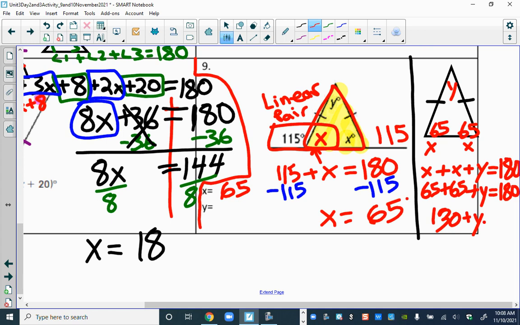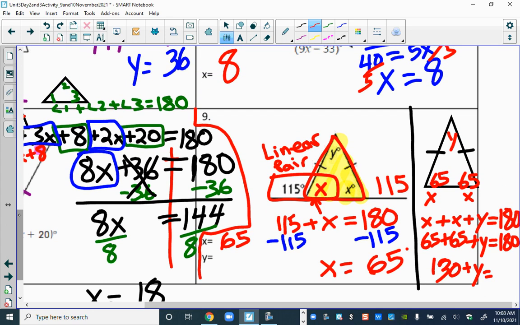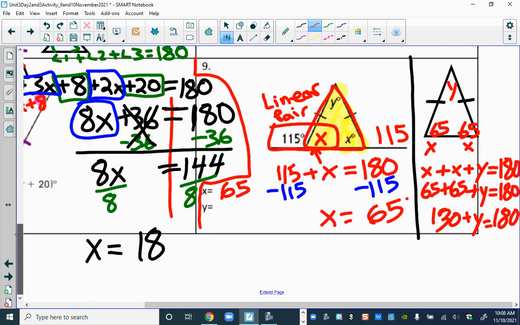So it's 130 plus Y, which is 180. I'm going to fix that a little bit. That's 180. So then by process of elimination, you just do 180 minus 130. Okay, everybody knows that's a 180 behind this mouse marker, right? All right. So yeah, all you're doing is just 180 minus 130.